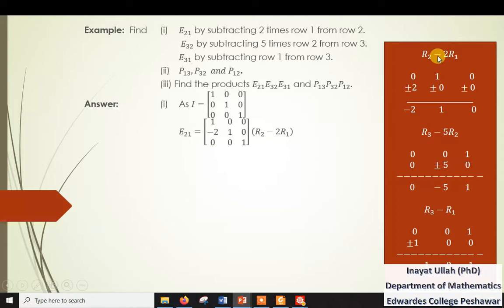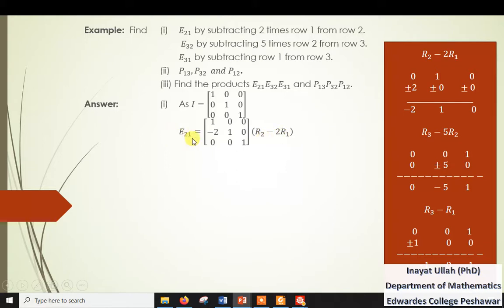Whenever we subtract two numbers, we change the sign of those numbers, so plus 2 will become minus, that will become minus, and that will become minus. 0 minus 2 is minus 2, 1 minus 0 is 1, 0 minus 0 is 0. So minus 2 1 0, this obtained answer will be written in R2. So we have written minus 2 1 0 in R2. So that is the operation R2 minus 2 R1.